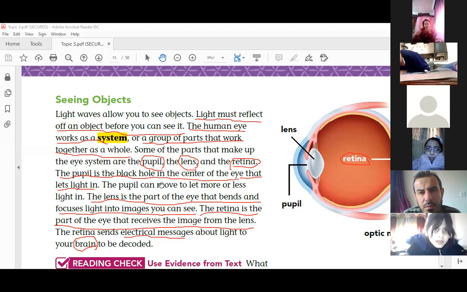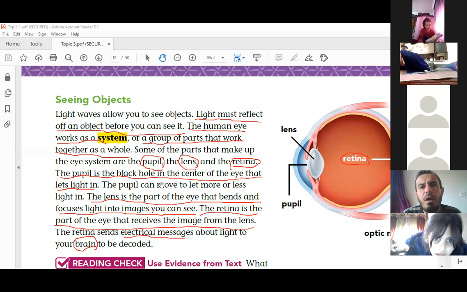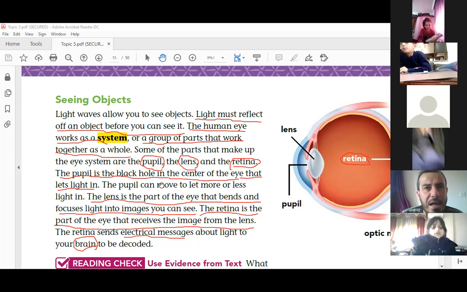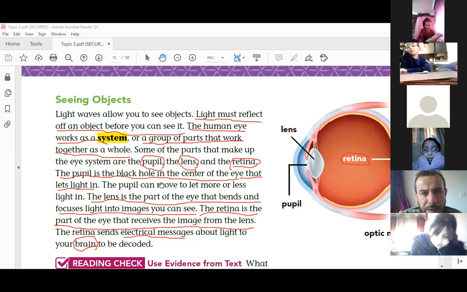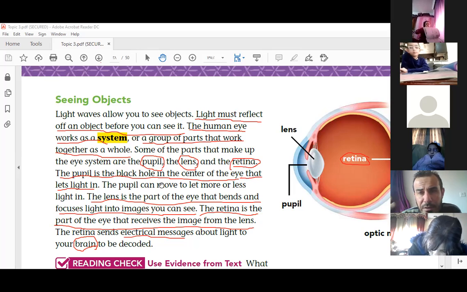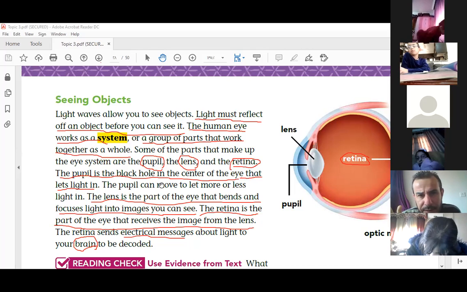Teacher, what about the eyelashes? Okay, Omar. In this lesson, we are talking about just light, how we see. The eyelashes and these parts protect the eye. We don't care about them now, it's not our topic. You will learn about them in other classes later, inshallah. But we are interested now in how we see objects. Okay, don't worry.